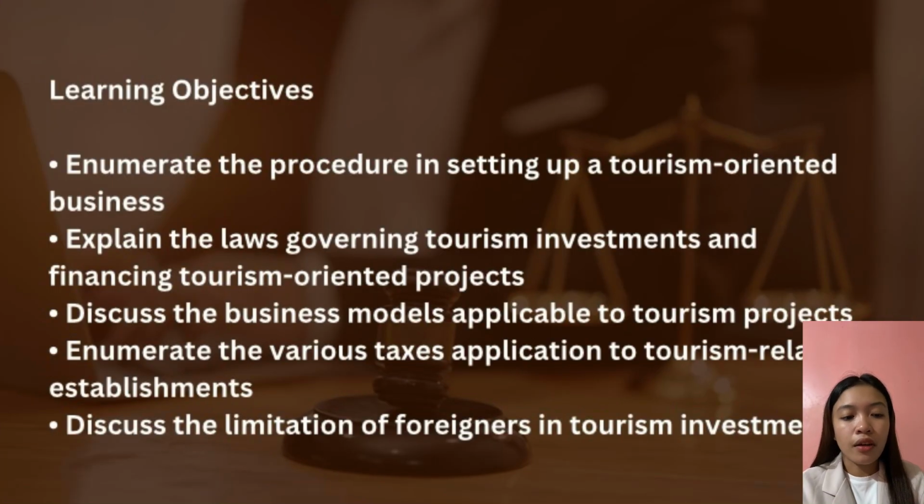So at the end of the topic, here are our learning objectives. To enumerate the procedure in setting up a tourism-oriented business, to explain the law governing tourism investment and financing tourism-oriented projects. Next is to discuss the business models applicable to tourism projects. And lastly is to discuss the limitation of foreigners in tourism investment.